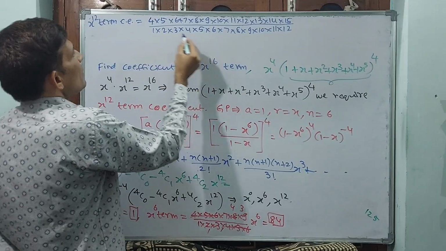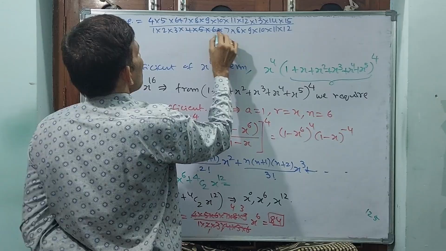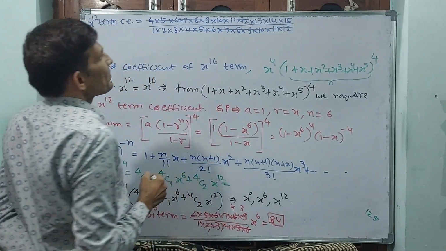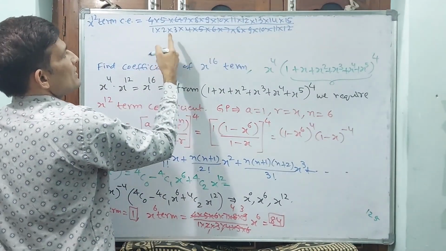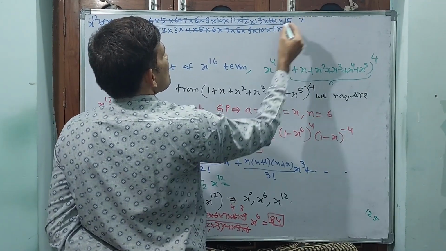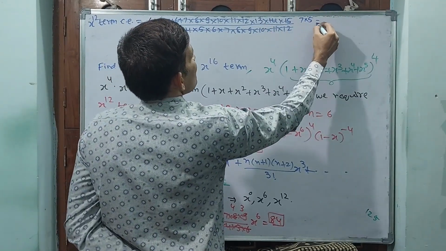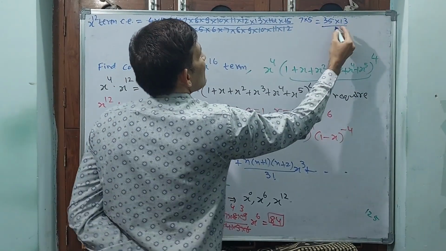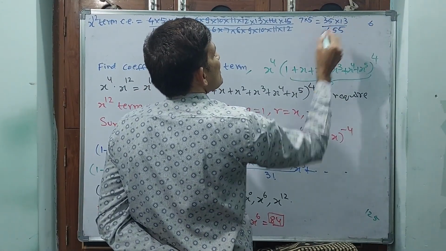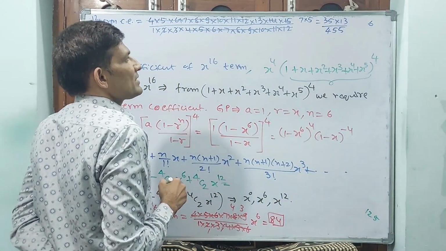Okay? See, from 4 to 15 is there, but here 4 to 12 is there. That means 4 to 12 I am cancelling. Okay? Now 13, 14, 15, here 1, 2, 3. See, 2 sevens, okay, and 3 fives, and 13. That means 35 into 13. 13 fives are 65, 13 threes are 39, 39 plus 6 is 45, so 455.